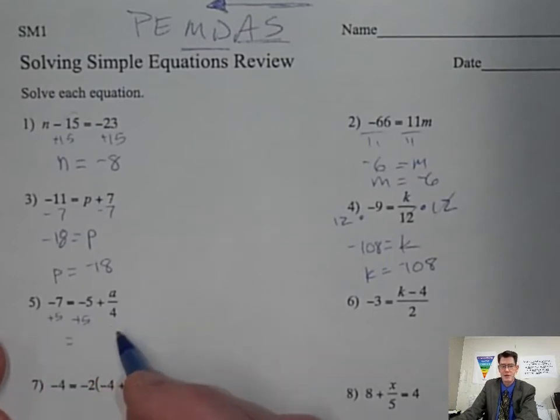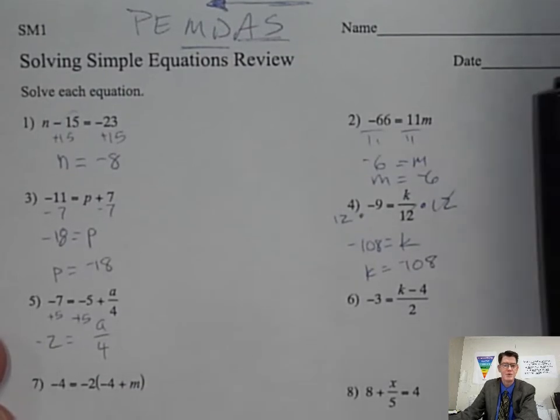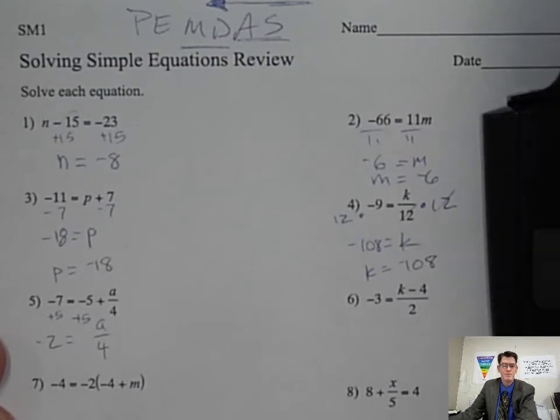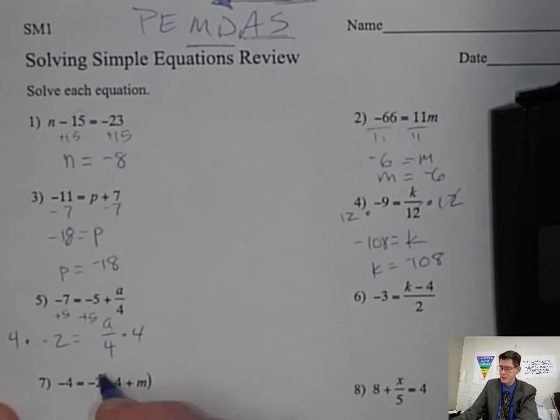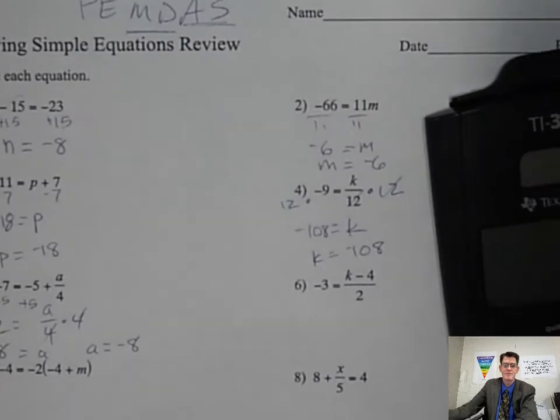Because that becomes 0, A over 4 is left alone on this side of the equal sign. -7 plus 5, use your calculator if you like, is -2. And then to get the A alone, you undo that divided by 4 by multiplying by 4 on both sides. So A, the 4's become 1, is -8. -8 is A, so A is -8.